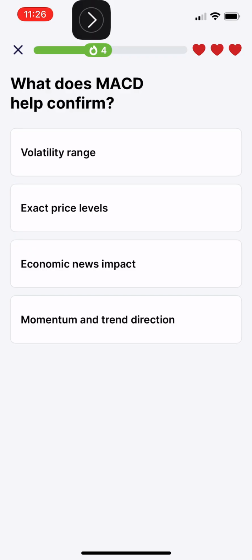Four. What does MACD help confirm? Volatility range, exact price levels, economic news impact, momentum and trend direction.